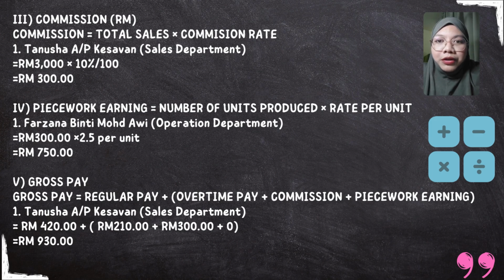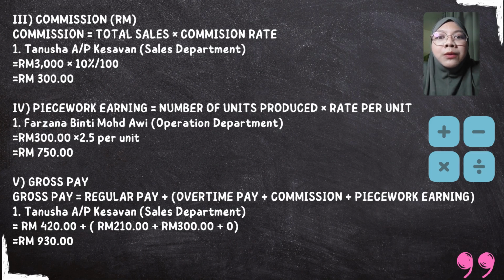Number 3 is commission. Commission equals total sales multiplied by commission rate. For example, I will take Tanusha from the salary department. There is 3,000 ringgit multiplied by 10% equals 300 ringgit. That's what Tanusha can get.